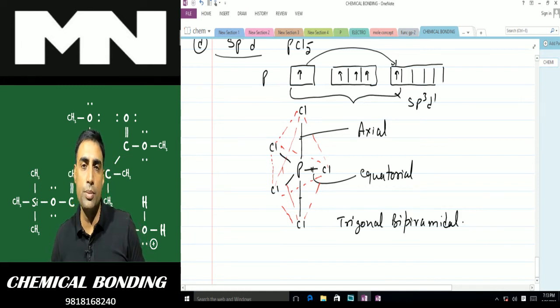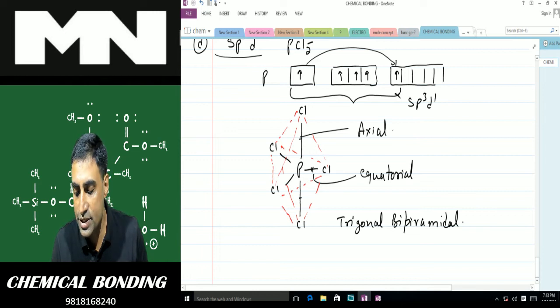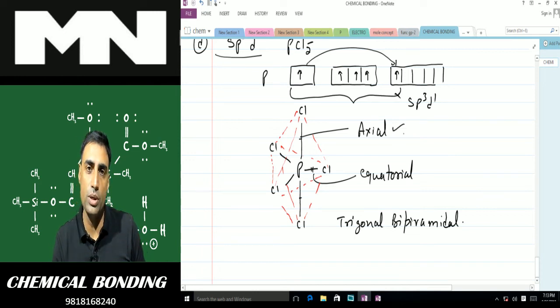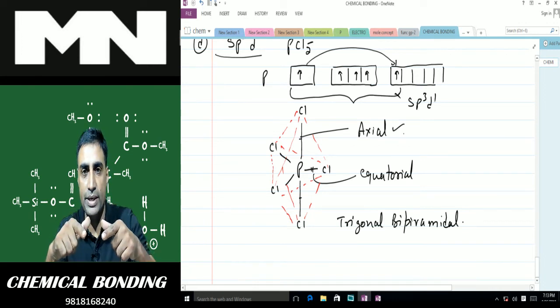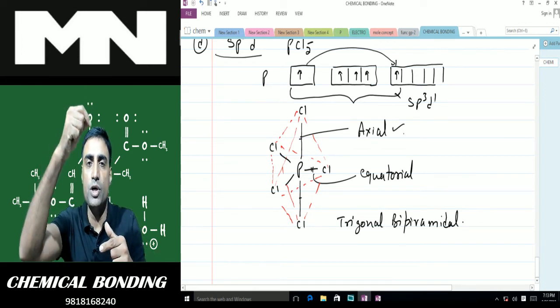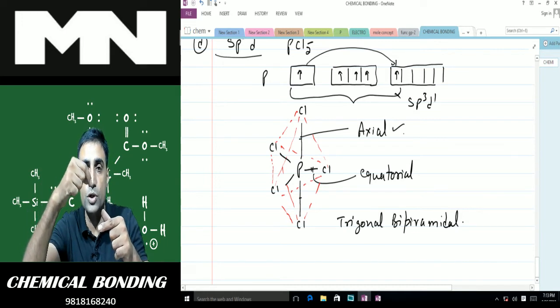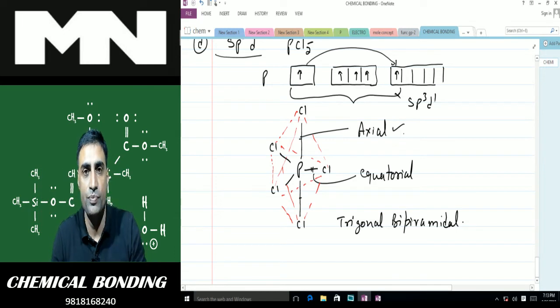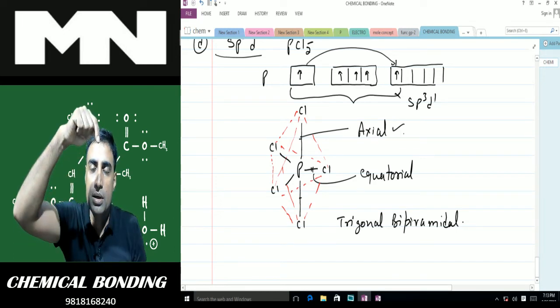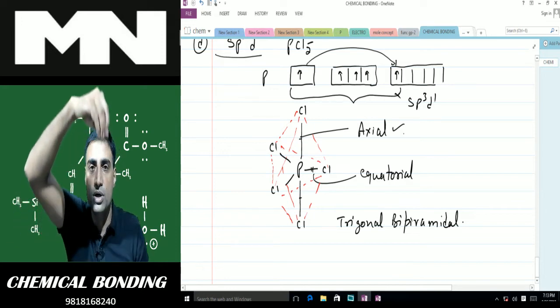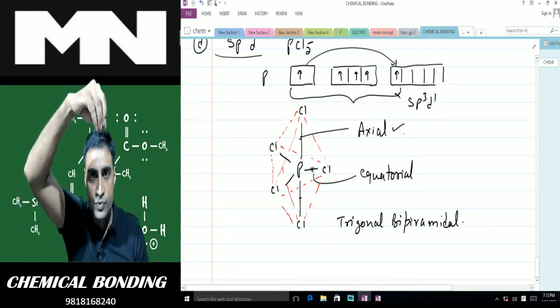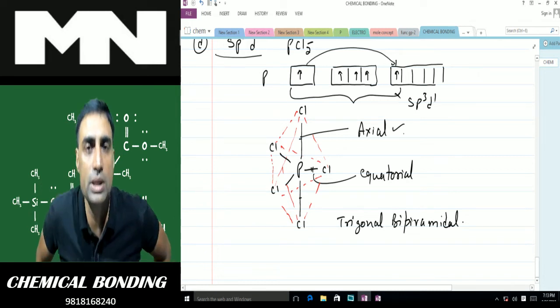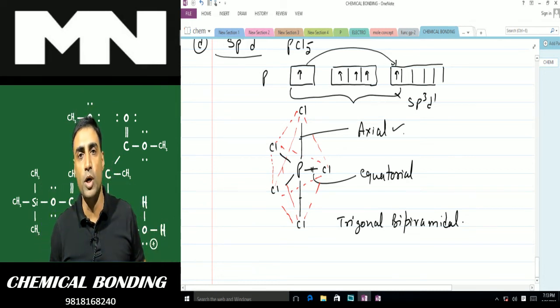Dear students, you have to remember one thing: the axial bonds are always longer than the equatorial bonds. It is because when you have three bonds in one plane and one more chlorine is coming to form a bond with phosphorus, these three chlorines in the same plane will repel the incoming chlorine atoms on the axis. They will experience repulsion. That's why the bond will become longer. They'll move away. That's why the axial bonds are longer and the equatorial bonds are shorter.